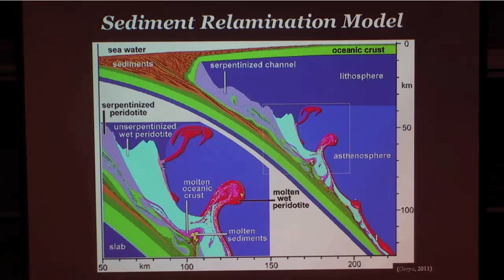And Taras's group has modeled this sort of thing. Here's a downgoing plate with sediment coming down, and some of these diapir-like features that are rising off the downgoing material contain sediment. And I don't see any reason why this shouldn't be happening.